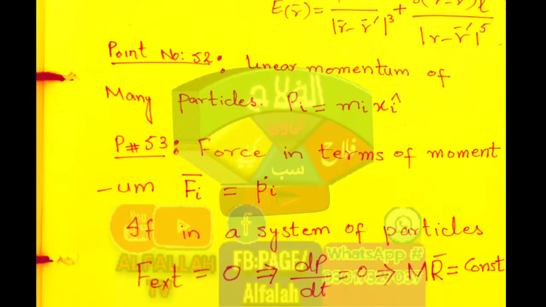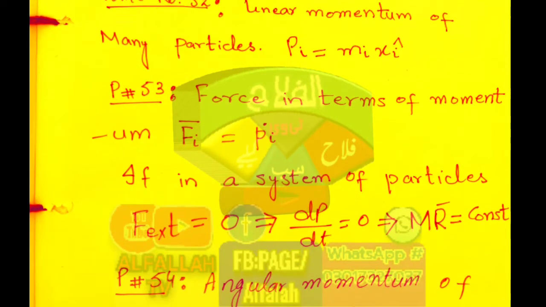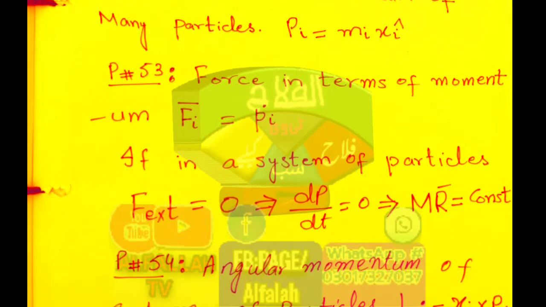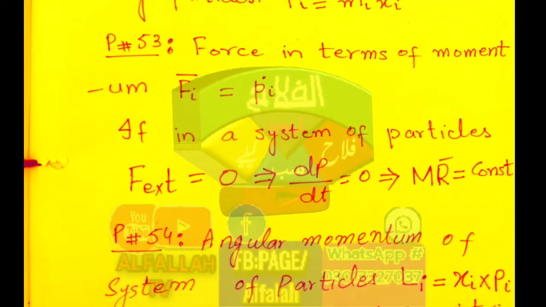Point number 52 is that linear momentum of many particles p_i is equal to m_i x_i dot. Point number 53, force in terms of momentum: F_i is equal to p_i dot. If in a system of particles F external is equal to 0, it implies that dp over dt is equal to 0. It also implies that m r vector is equal to constant.